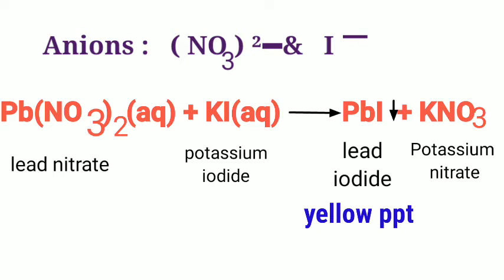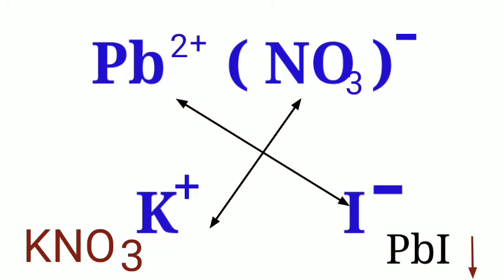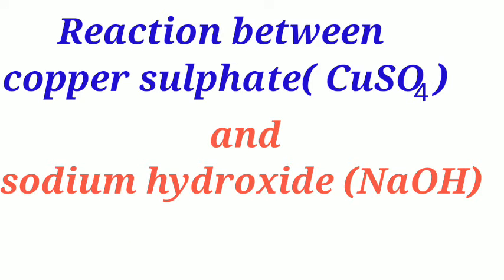In this reaction, both the anions have exchanged their positions, that is, iodide ions of potassium iodide have been replaced by nitrate ions of lead nitrate. Similarly, nitrate ions of lead nitrate have been replaced by iodide ions of potassium iodide. Hence, it's a double displacement reaction because both the anions have displaced each other.